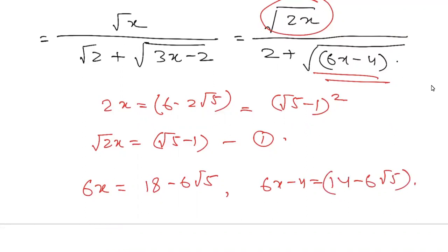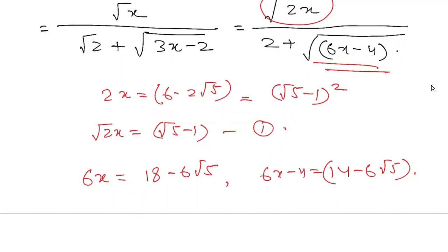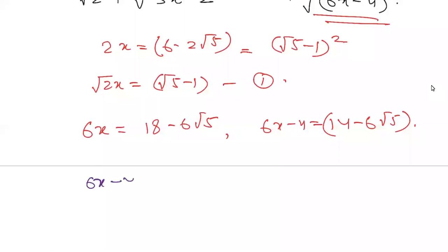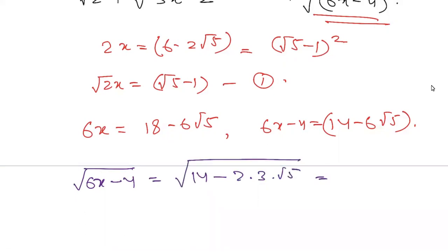What is the value of this? 14 minus 6 root 5 is in the under root. We have to find 6x minus 4 in the under root, means 14 minus 2 into 3 into root 5 is in the under root. See, this I can say, this is 3 minus root 5 ka whole square. The two things that I have got, you have to understand, I have written this number like this and this number like this. I guess this is clear to all. Comfortable with this?